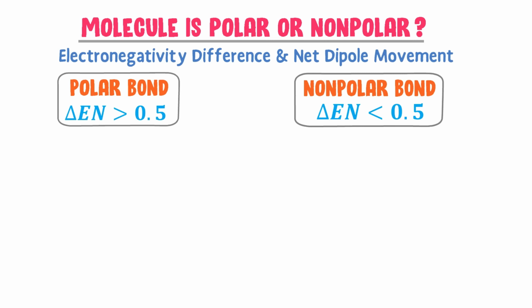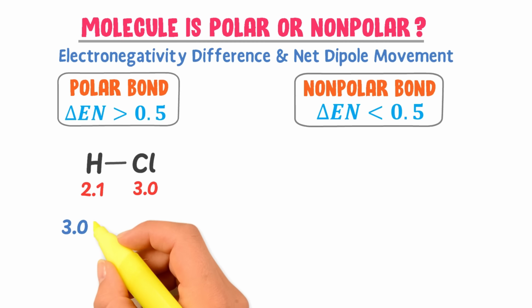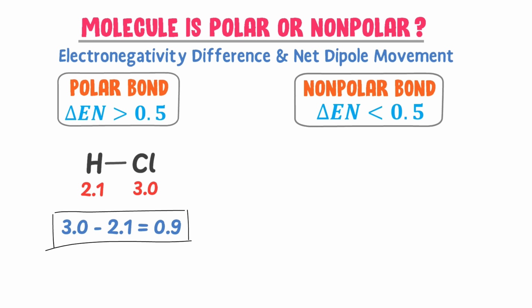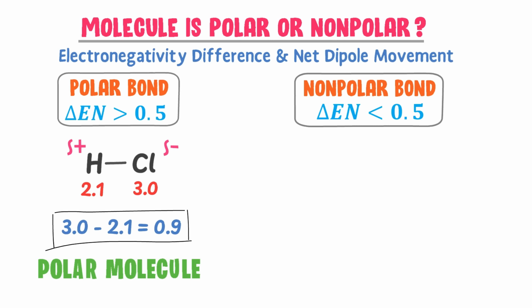For example, consider a molecule of HCl. The electronegativity of chlorine is 3.0 and the electronegativity of hydrogen is 2.1. When we calculate the electronegativity difference between hydrogen and chlorine, we get 0.9. 0.9 is greater than 0.5. So partial negative charge appears on chlorine and partial positive charge appears on hydrogen. Hence, we say that it is a polar molecule due to positive pole and negative pole.